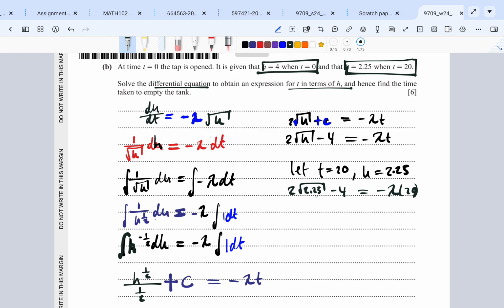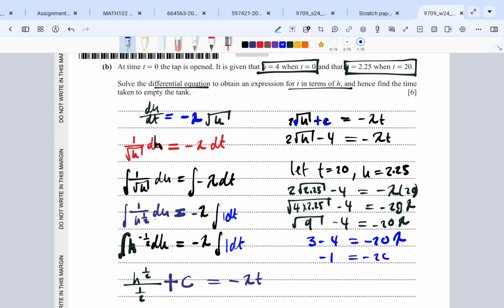So when we solve this, what must we get? This is going to be, if I put this 2 inside, the square root of 2 goes inside, you square it, it becomes 4 times 2.25 minus 4 is equal to negative 20 lambda. Then here I'm going to have the square root of 9 minus 4 is equal to negative 20 lambda, which makes this what? Root 9 is 3, minus 4 is equal to negative 20 lambda. Now 3 minus 4 is negative 1, is equal to negative 20 lambda.